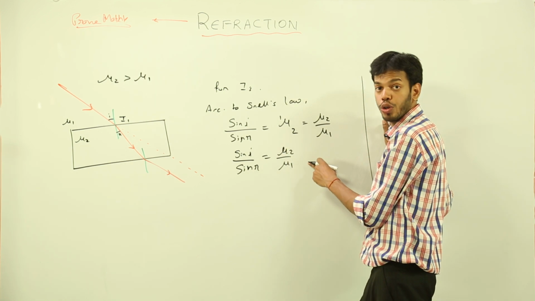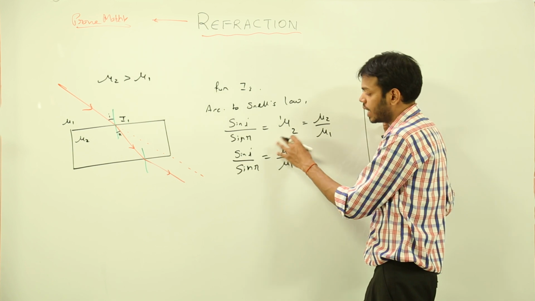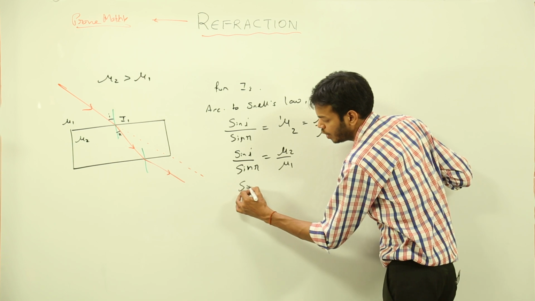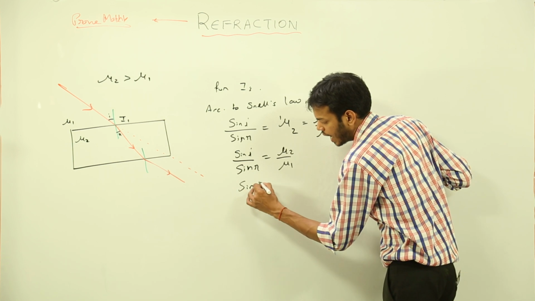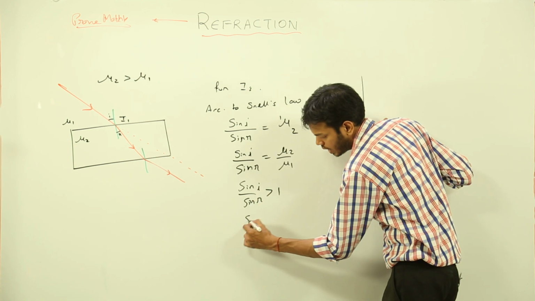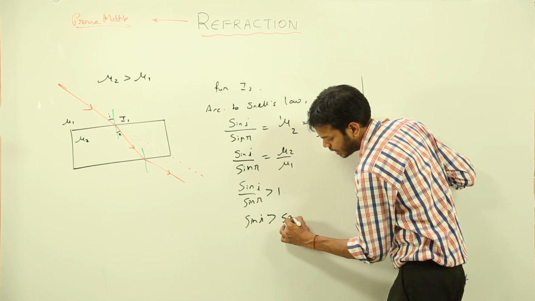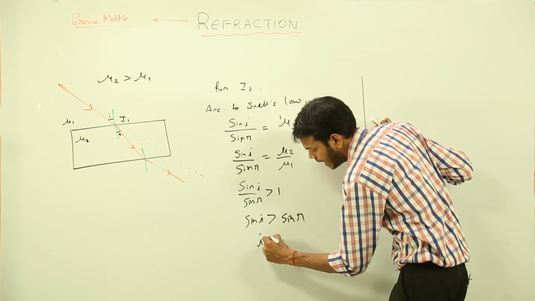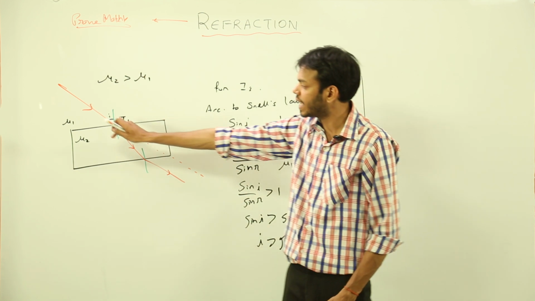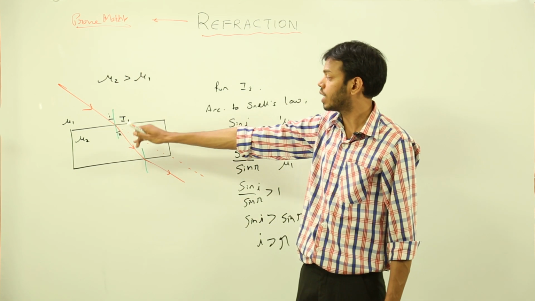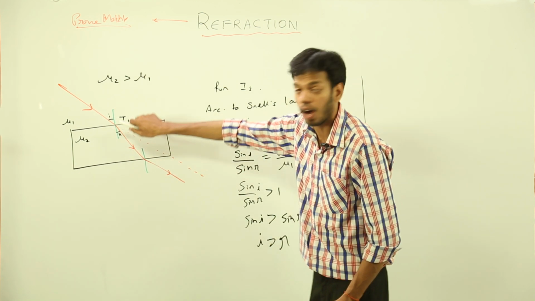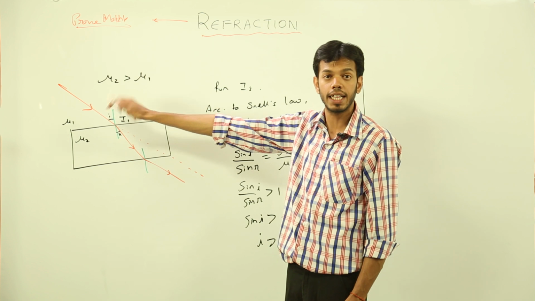Which one is greater out of mu 2 and mu 1? Mu 2 is greater than mu 1, that means the division will be greater than 1. So here we'll use the inequality. Sin I upon sin R is greater than 1. That means sin I is greater than sin R, and that means I is greater than R. So if R is less than I, that automatically means that light has bent towards the normal, not away, because if it would have been away, the angle R would have been greater than I, right?